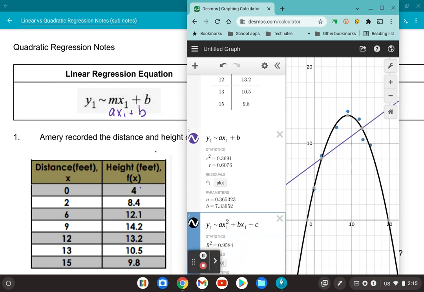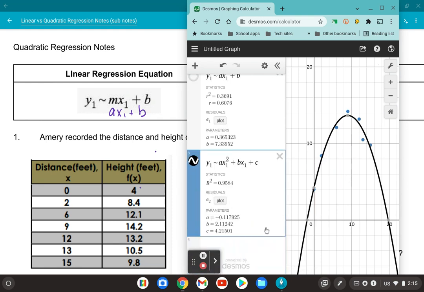And just by looking at it, I can see the quadratic definitely hits more of the points or is closer to more of the points than if we did the other. And here again, we have our A, which is going to be negative 0.1, and I'm going to round it to 2. B is 2.11, and C is 4.22. I'm going to round it because after the 1, it does have a 5, so I'm just going to round it up.